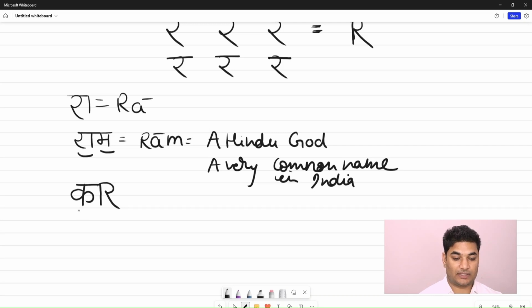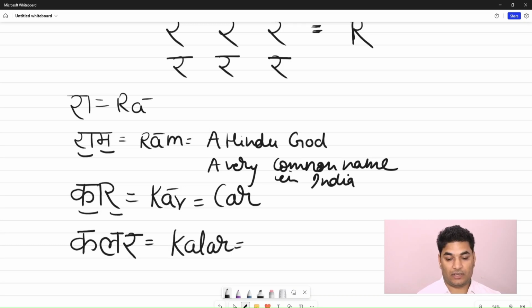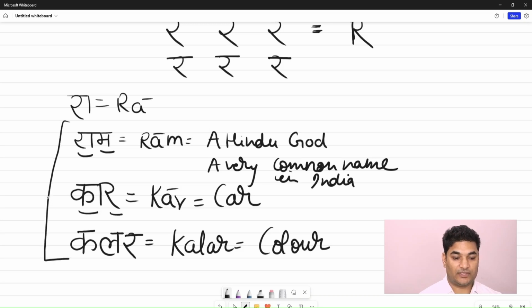Another word is car, an English word but very commonly used in India. Again, English word color. Color is color. Again, very commonly used in India. So we have done 3 words today using K, L, M, and R with the vowel matra A.